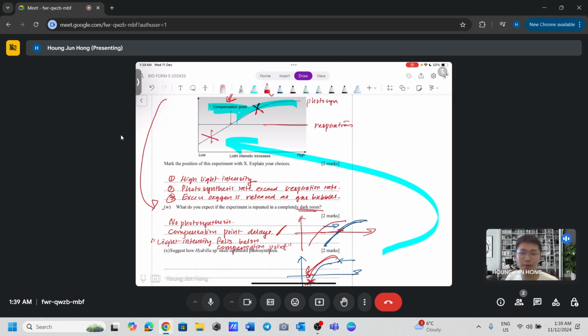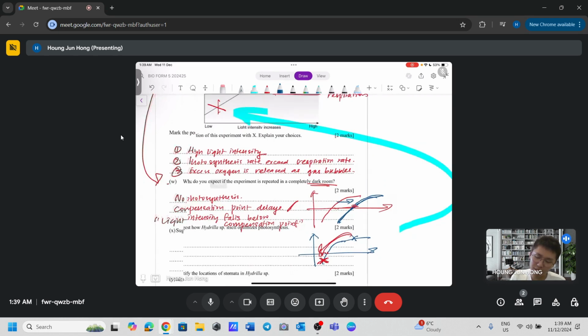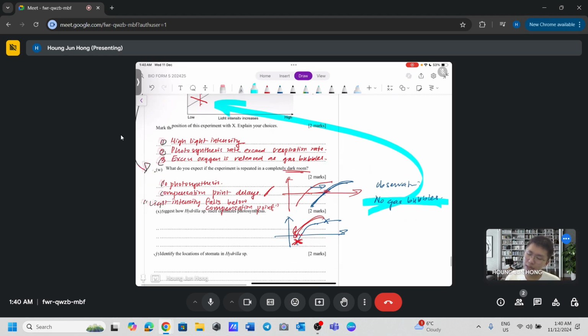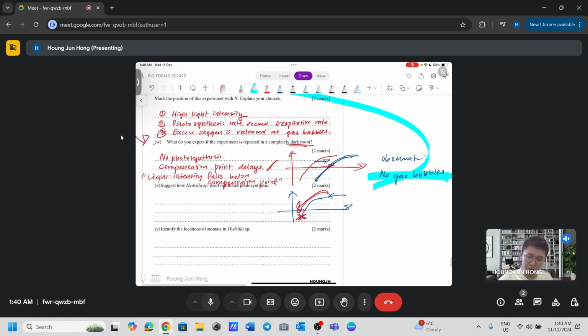By the way, if you talk about simply the experimental observation, the observation should be what? Like you see over here, no photosynthesis, nothing is produced for you, so no gas bubbles. The observation should be no gas bubbles. Okay, that's it. Let's prepare to continue. Feel free to pause yourself.